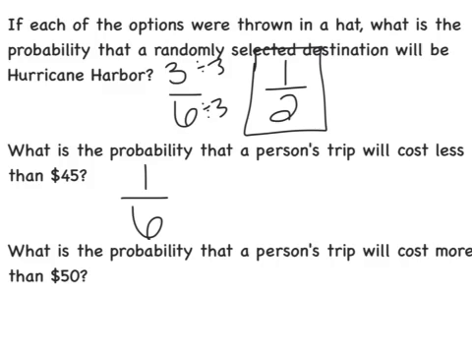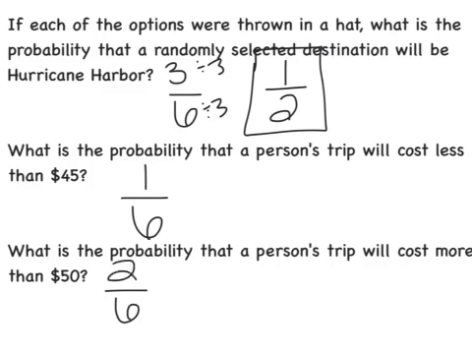Let's look at the last question. What is the probability that a person's trip will cost more than $50? Same thing as I've done on the others. The 6 is going to go on bottom because there's 6 options. But how many of them are more than 50? Well, I have one that's exactly 50. But is that more than 50? No. So I only have 2 that are more than 50.